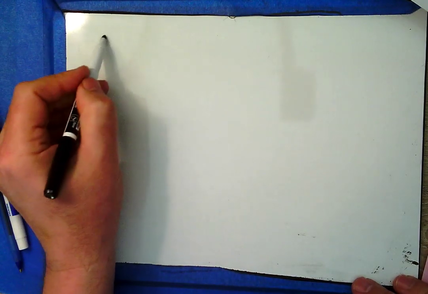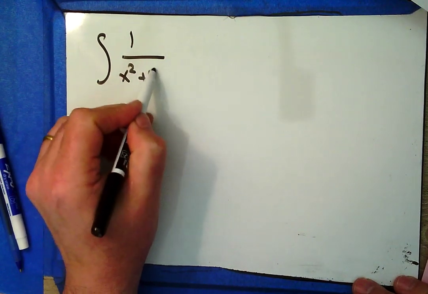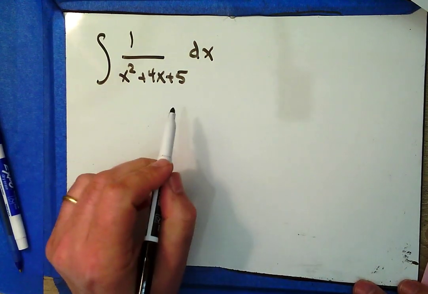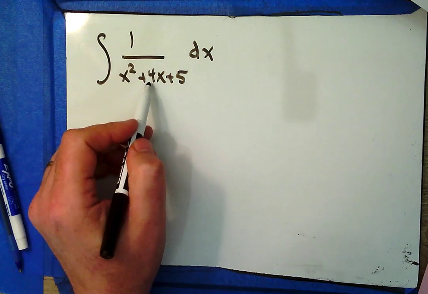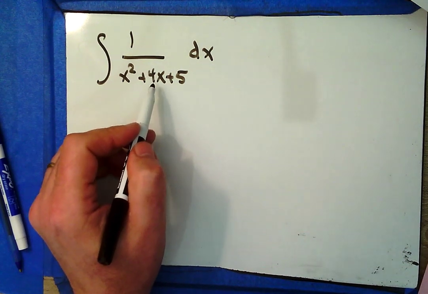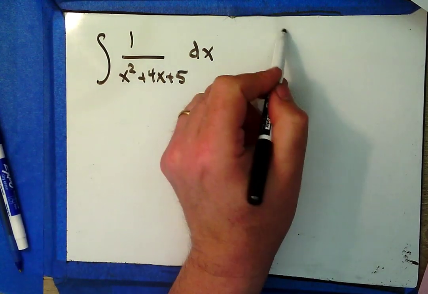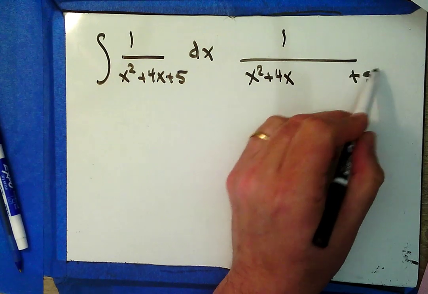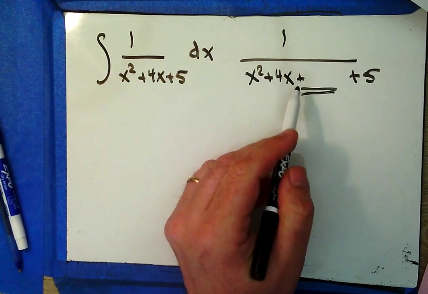Number 4 looks like another completing the square problem. We've got the integral of 1 over x squared plus 4x plus 5 dx. No, this is not going to factor as x plus 1, x plus 5, because that would make x squared plus 6x here. So instead, I'm going to think about x squared plus 4x and then plus 5 over here and think, well, what do I need to add to complete this square?